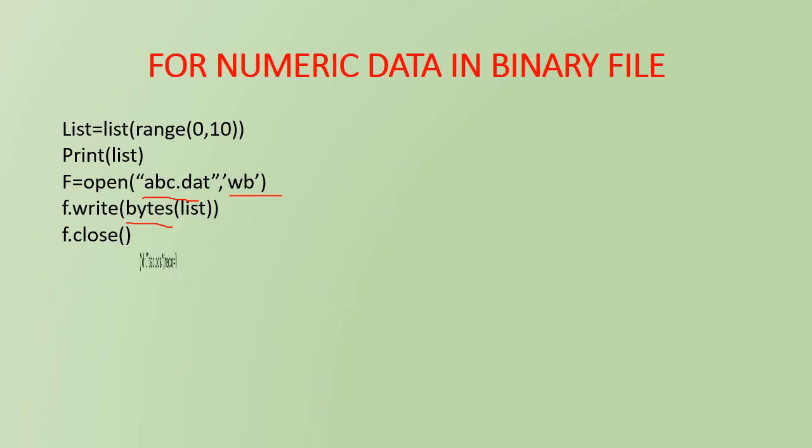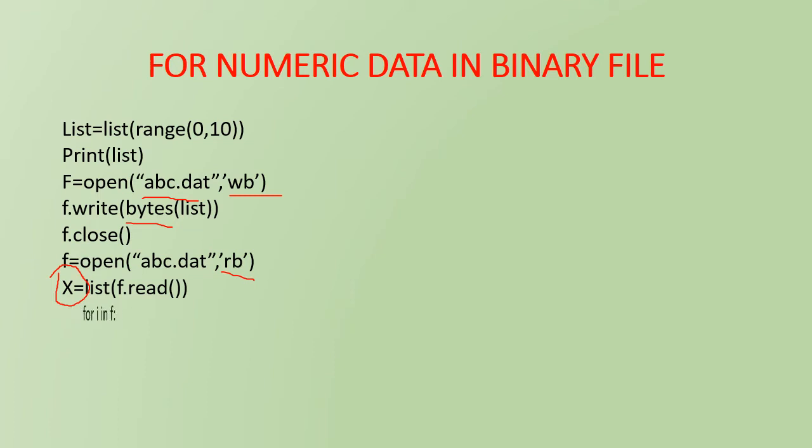Now we want to read it by using f equal to open abc.dat rb. rb is the reading mode of a binary file. Now we are just reading it by using a variable name or object name. It's the object x equal to list f.read.